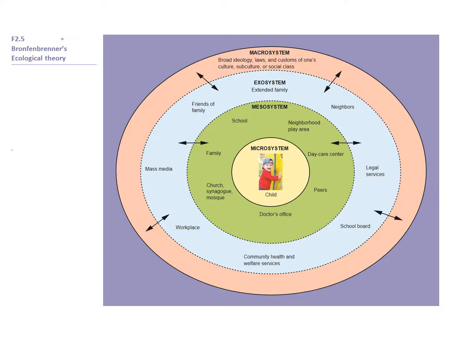and customs of one culture, subculture, or social class. So, for example, it's a very different experience growing up as a Muslim child in the United States than perhaps growing up with a more dominant religion in the United States. So all of these are factors that shape the child, and this was Bronfenbrenner's model.